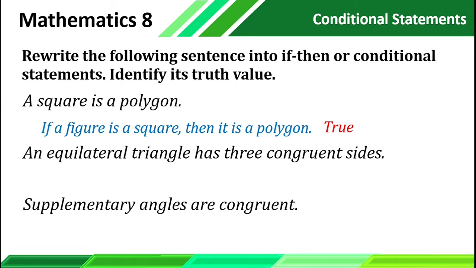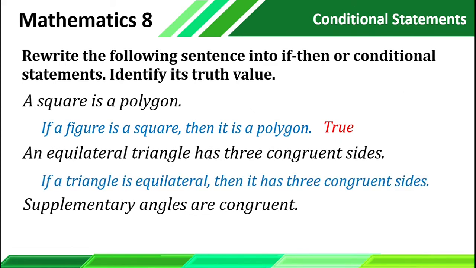Second example. An equilateral triangle has three congruent sides. To write it in a conditional statement, we begin our sentence by writing the word if. So if the triangle is equilateral, then it has three congruent sides. And we know that an equilateral triangle really has three congruent sides, therefore, our conditional statement is true.